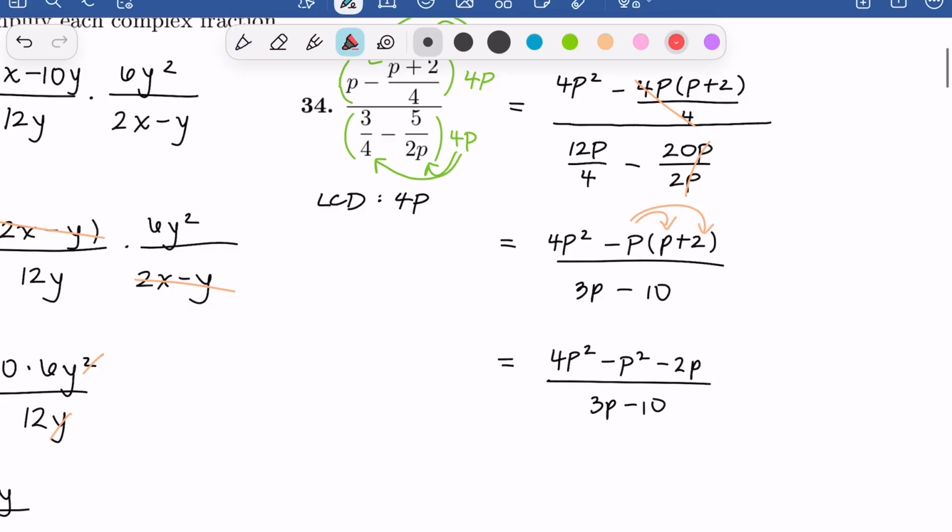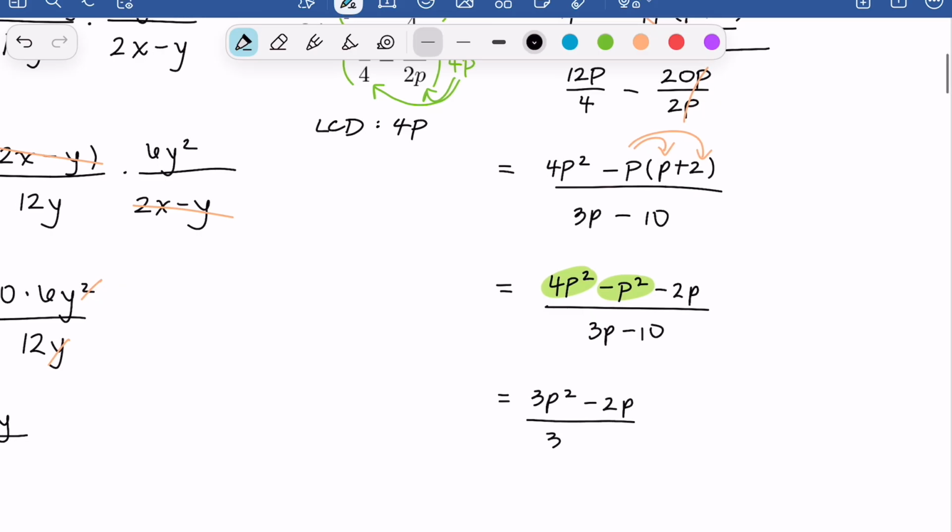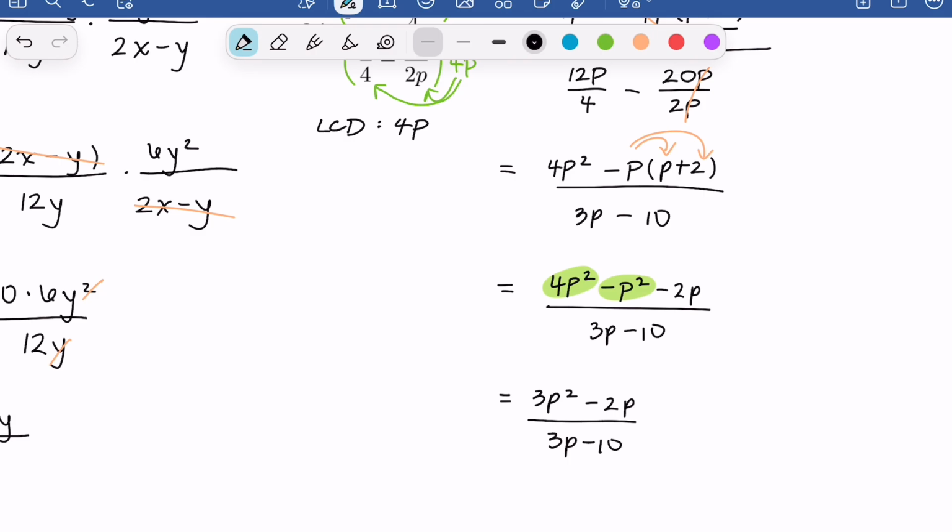Now we can't combine like terms here. We have a 4p squared and a minus p squared. So this is going to give me 3p squared minus 2p over 3p minus 10.